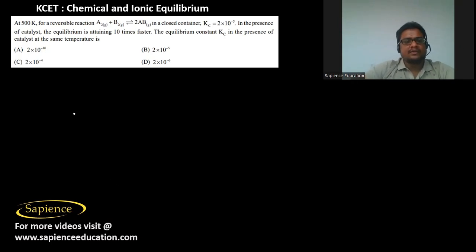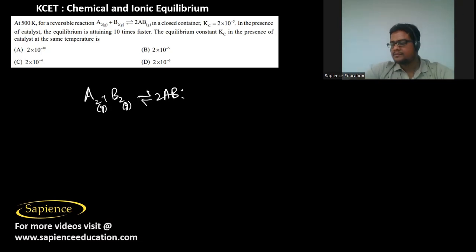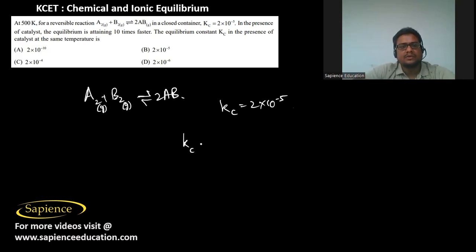Then here it is told at 500 Kelvin for a reversible reaction A2 plus B2, the gaseous form, gives 2AB, and the Kc value is 2 into 10 power minus 5. In the presence of a catalyst, the equilibrium is attained 10 times faster. So the equilibrium constant in the presence of catalyst at the same temperature. So when catalyst is used, the value of the equilibrium constant will not change. Only the equilibrium will be attained in a shorter time.